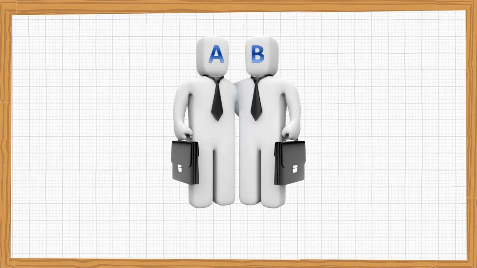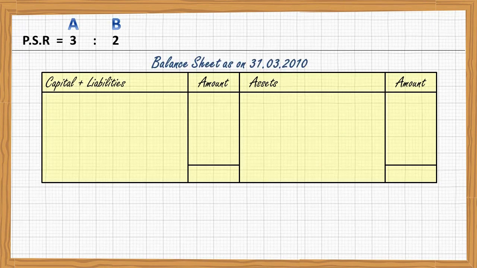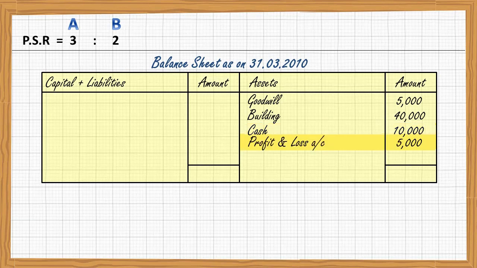A and B are two partners sharing profits and losses in the ratio of 3:2. And this was the balance sheet of A and B as on 31st March 2010. On asset side, goodwill 5,000, building 40,000, cash 10,000, profit and loss account 5,000, furniture 20,000, total 80,000.